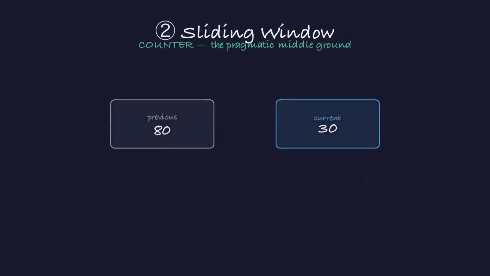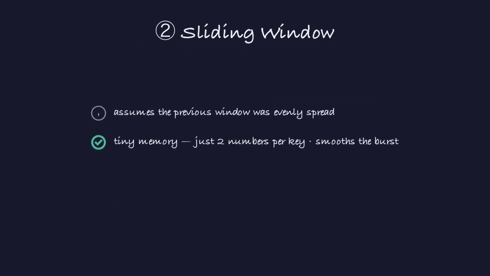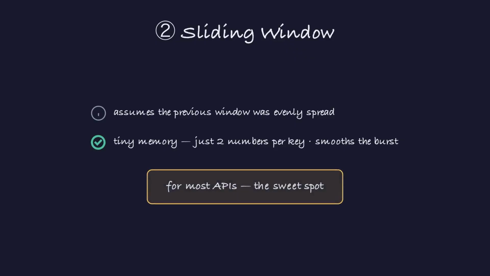So the sliding window counter is the pragmatic middle ground, what a lot of production systems actually use. It keeps just two counters, the current window and the previous one, and estimates the rate with a weighted average based on how far you are into the current window. It's not perfectly accurate. It assumes the previous window's requests were evenly spread, but the error is small. The memory is tiny, just two numbers per key, and it smooths out the boundary burst.